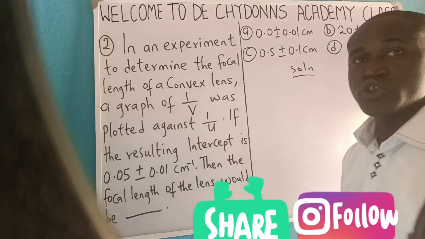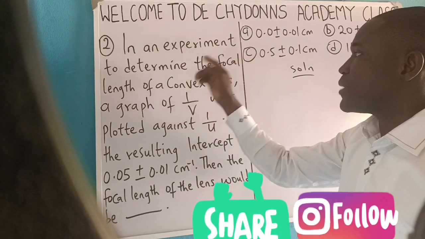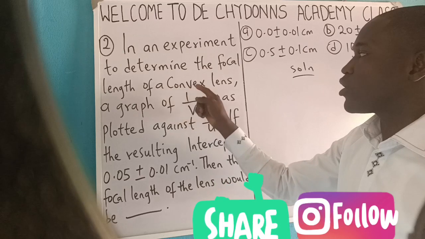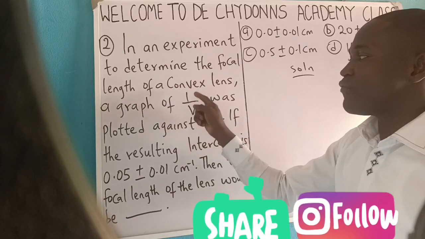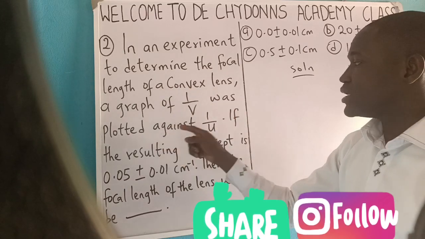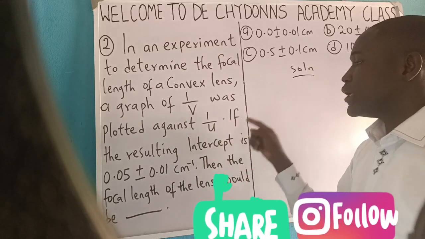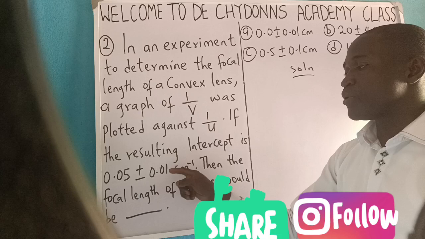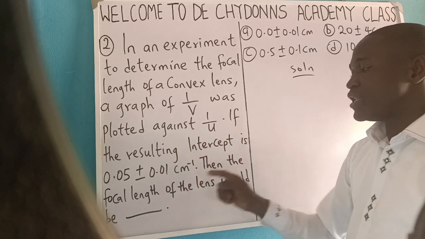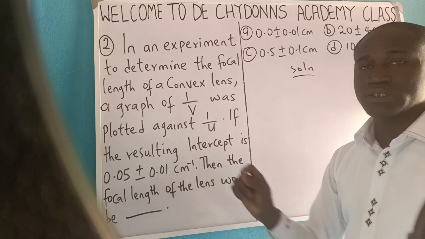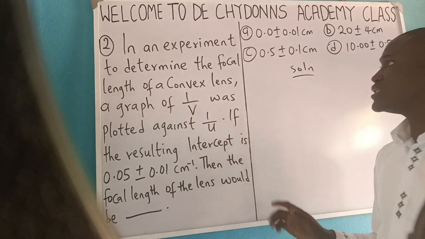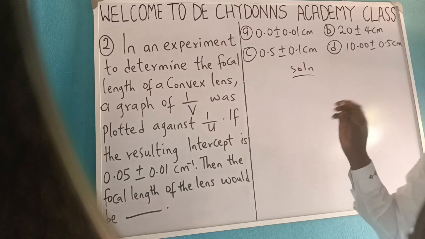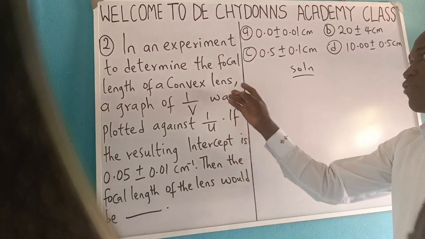Let's solve question 2. In an experiment to determine the focal length of a convex lens, a graph of 1 over v was plotted against 1 over u. If the resulting intercept is 0.05 plus or minus 0.01 per centimeter, then the focal length of the lens will be what? Now, this is another important question they can ask us in convex lens.